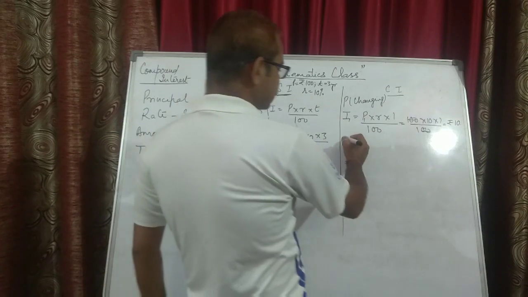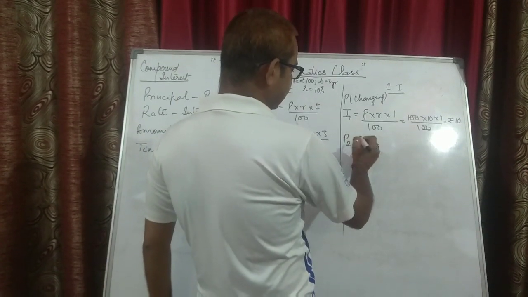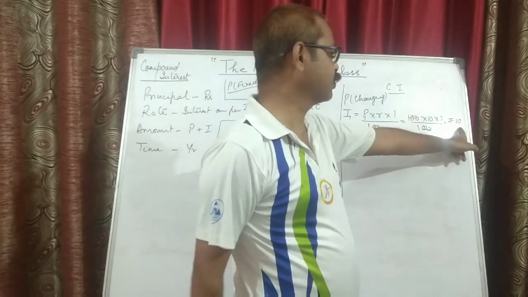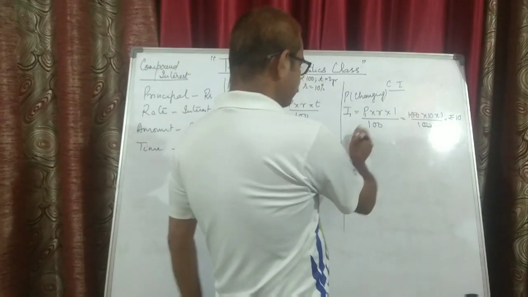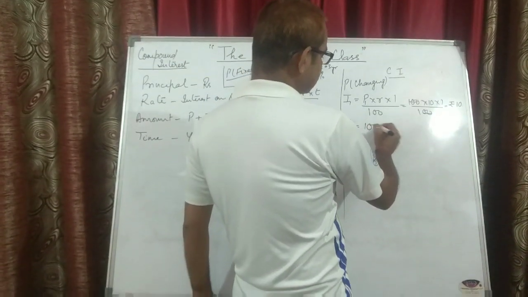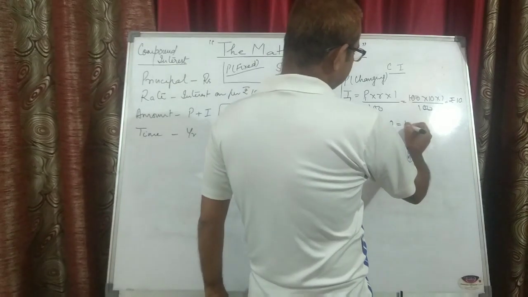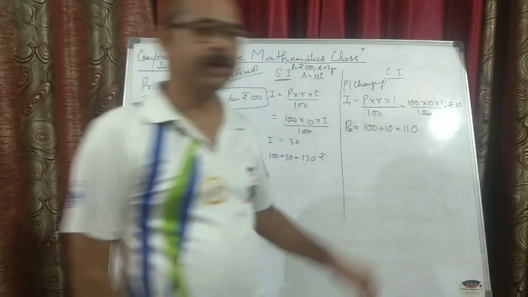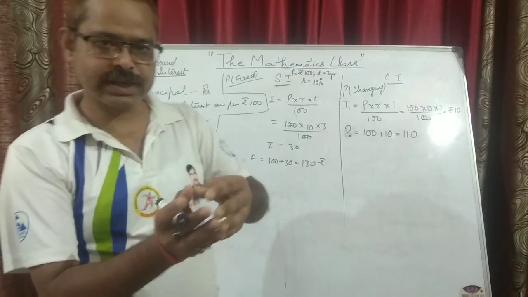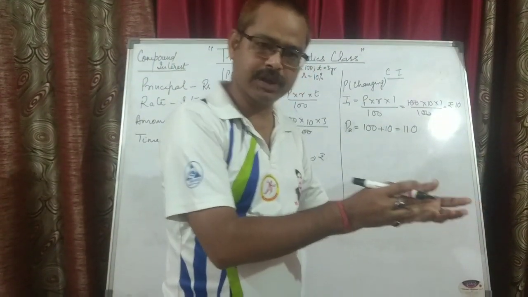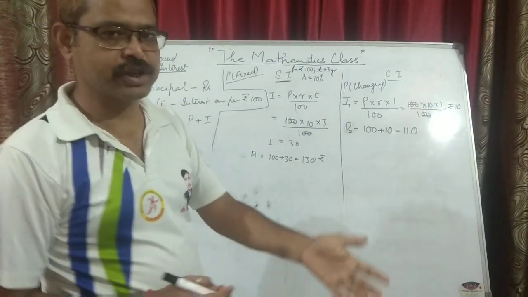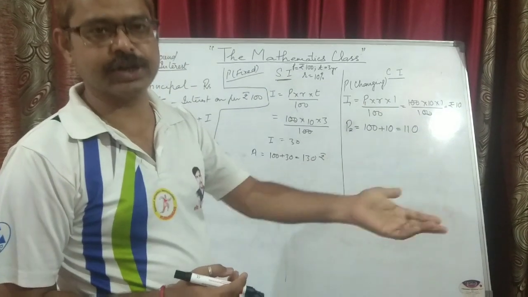Now it means that this rupees 10 means we can say that principal for the second year is rupees 100 plus 10, that is 110. Why? Because in the compound interest, after every year, the interest gets added to the principal, and that becomes the next principal for the next year, for the next tenure.